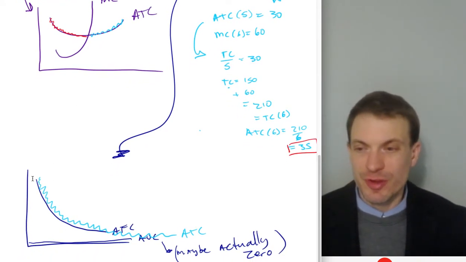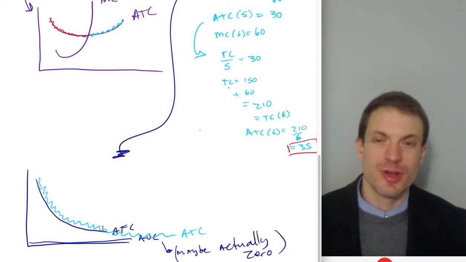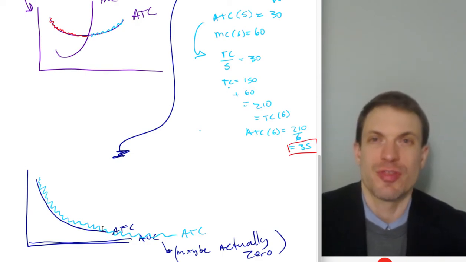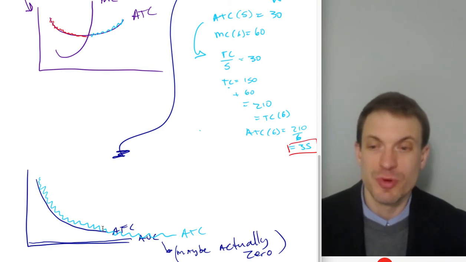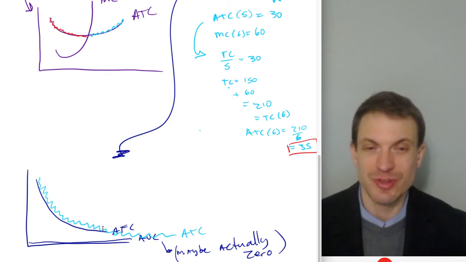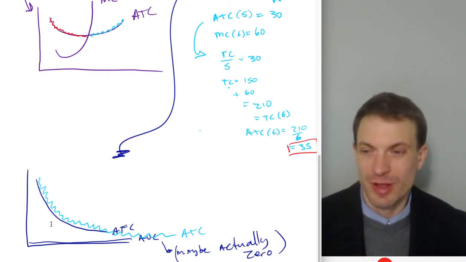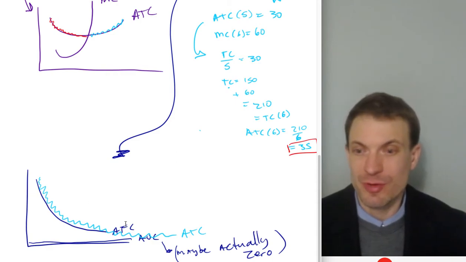So average fixed cost always tends near zero. Let me talk about that for a second. Suppose the fixed cost is 1,000. Suppose you produce 1 unit. Average fixed cost is 1,000. Suppose fixed cost is 1,000 and you produce 1,000 units. Now average fixed cost is 1. Right? So average fixed cost falls as output increases.